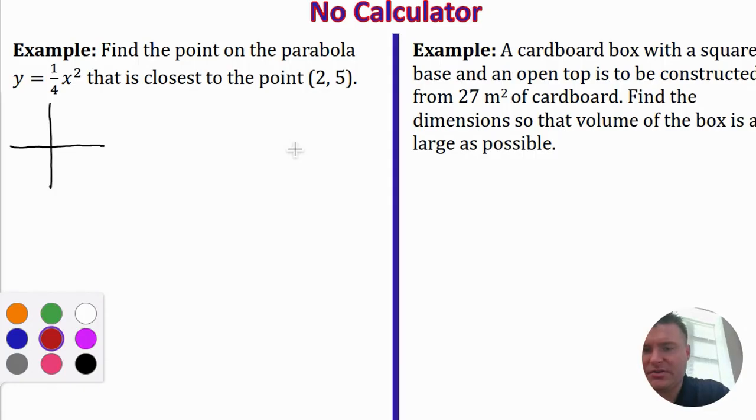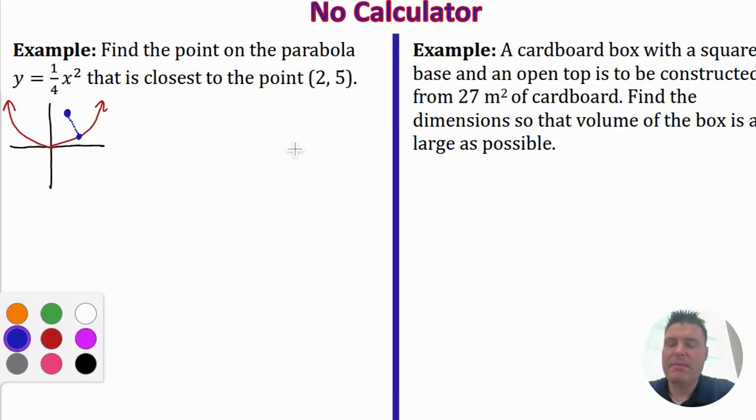So here's our function right here, 1/4 x squared. And then the point (2, 5) is going to be somewhere up here. What we're trying to do is find the point that is closest to this. So if I were to draw a little dotted line right there, we need to find whatever this point is on that graph. So in order to find that, we need to minimize our distance.